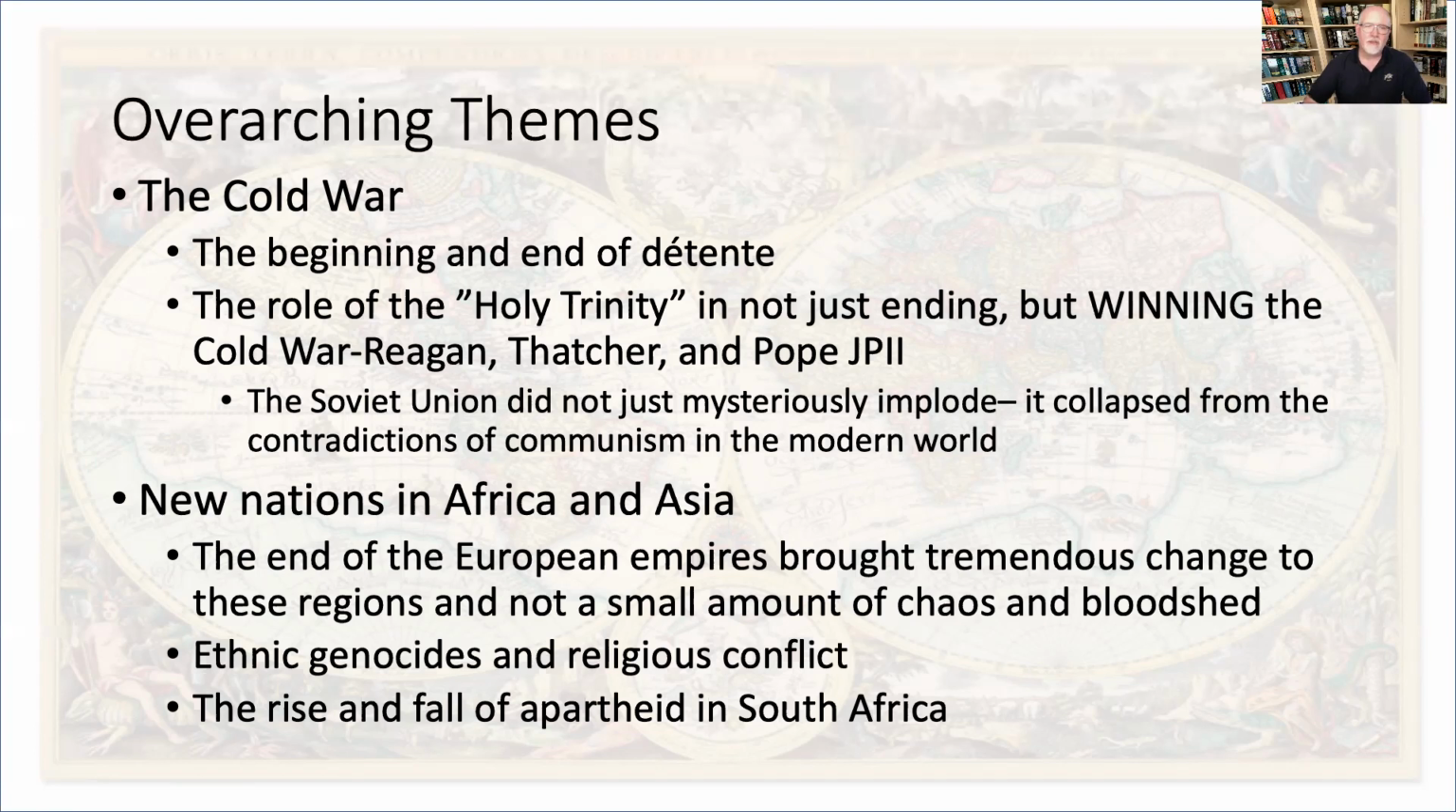Of course, the worst of these was the rise and fall of apartheid in South Africa and the former country of Rhodesia, now Zimbabwe.